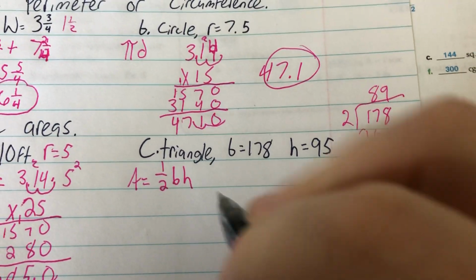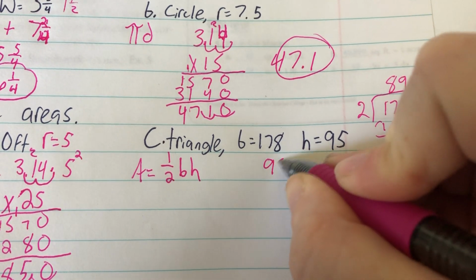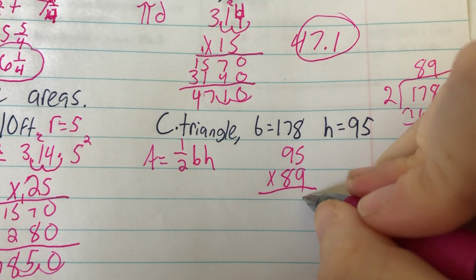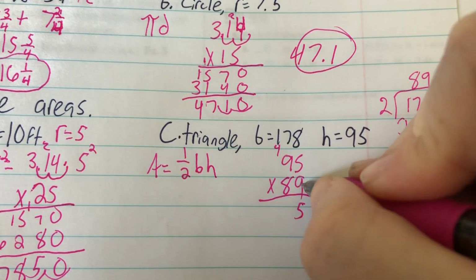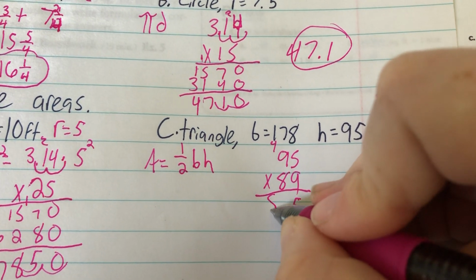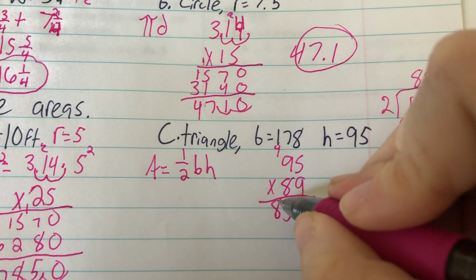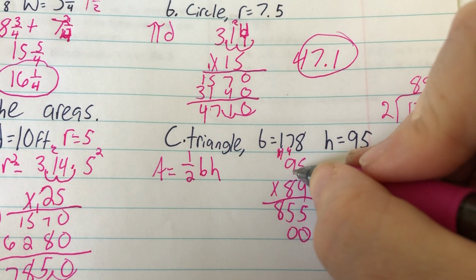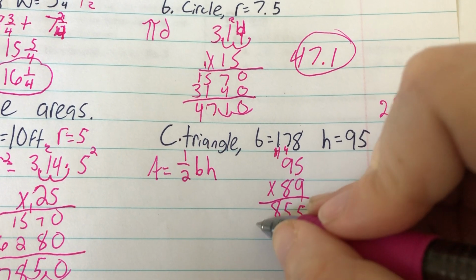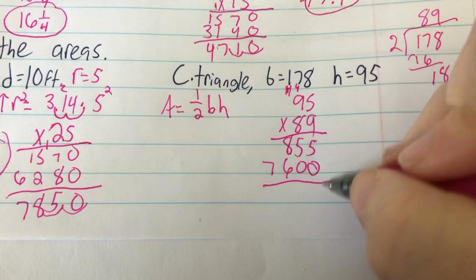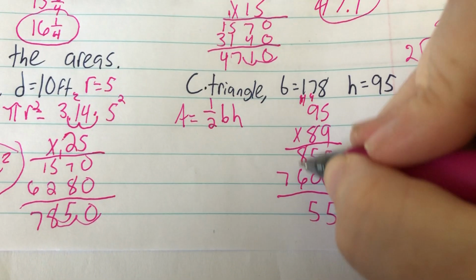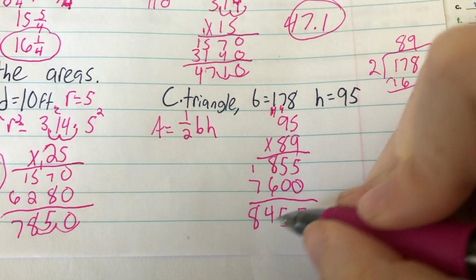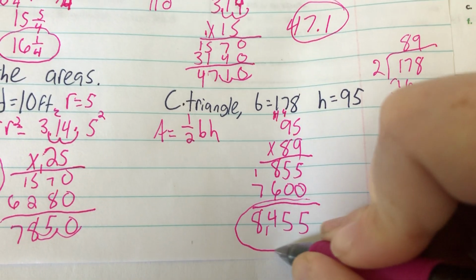So I multiply that by the height. 95 times 89. 9 times 5 is 45. 9 times 9 is 81, plus 4 is 85. 0. 8 times 5 is 40. 8 times 9 is 72. 73, 74, 75, 76. Add it up. No decimals, so it is just 8,455.